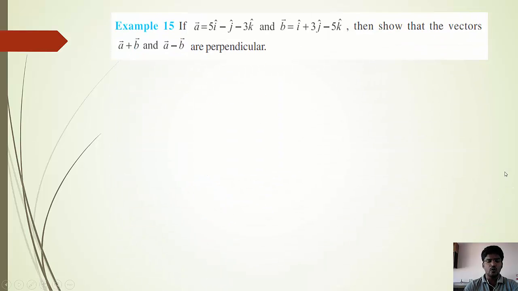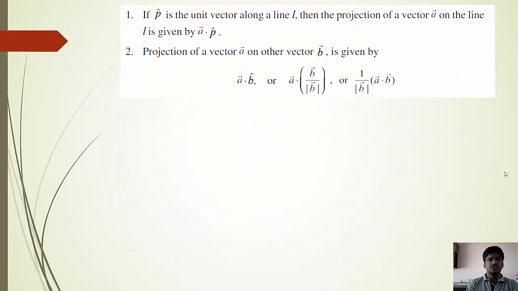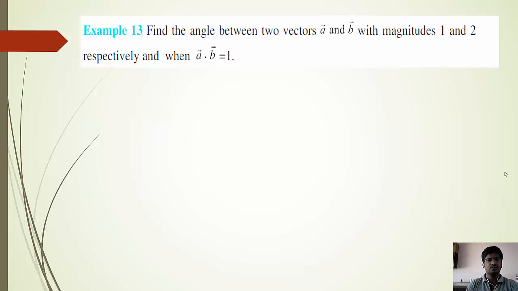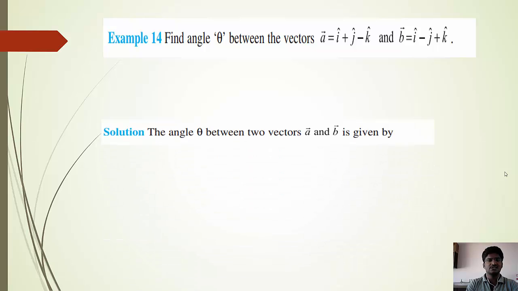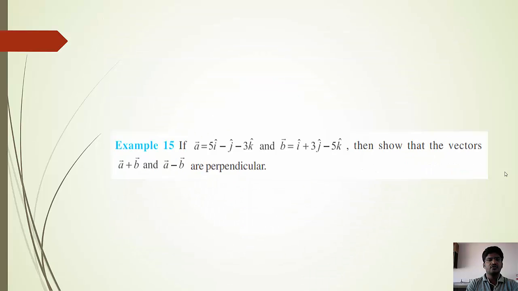In the vectors chapter, from the previous class we have solved 14 problems. Now we shall continue with the 15th problem. These are the observations we have seen in the previous class, including observations 3 and 4. We solved example 13 with the solution, and example 14 with this solution. Now we shall go for example 15.